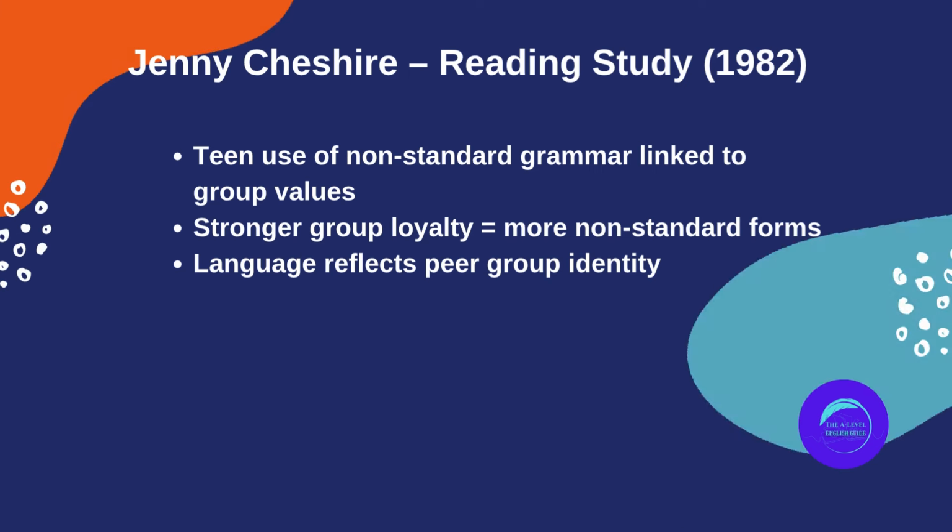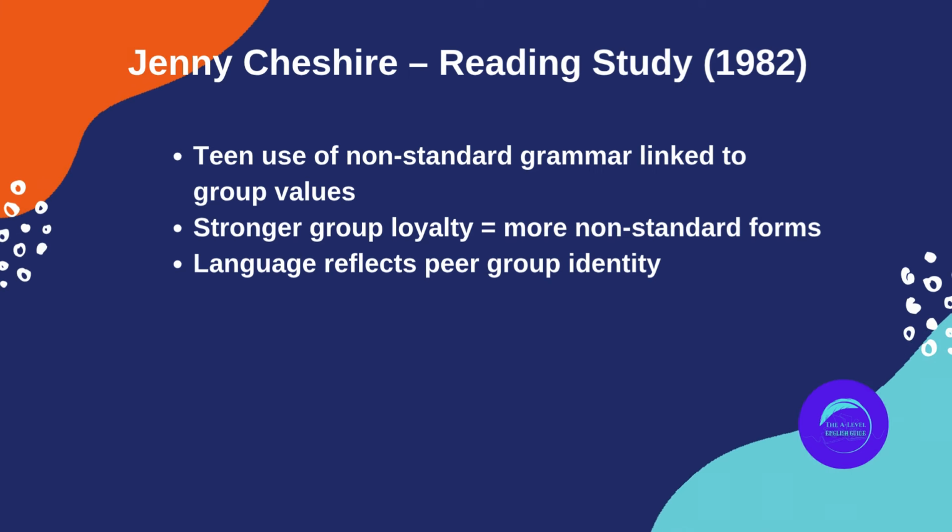Jenny Cheshire studied teenagers in Reading and found that their use of non-standard grammar, like ain't or you was, reflected peer group norms. Those who strongly identified with group values were more likely to use non-standard forms. In other words, language was a social signal, a way to show loyalty and group identity.